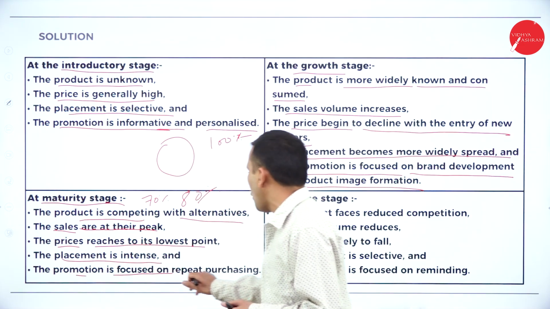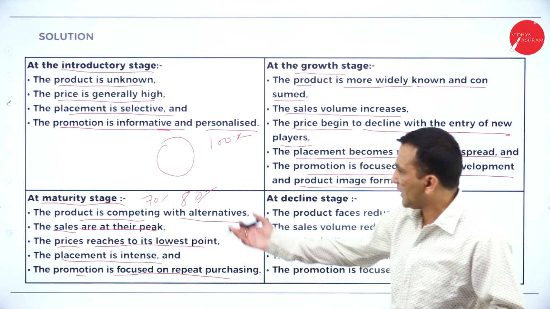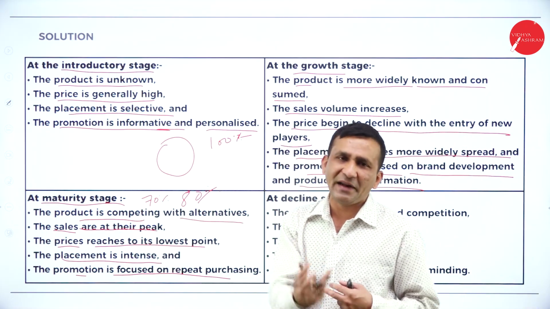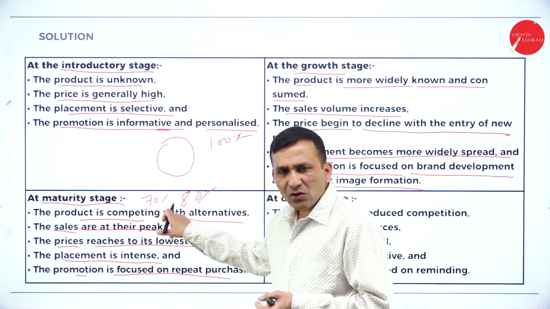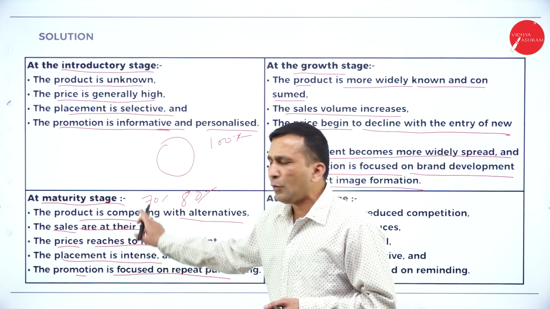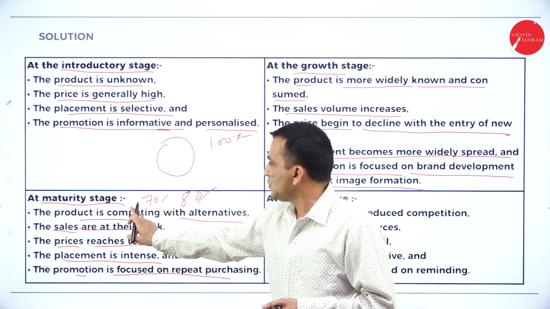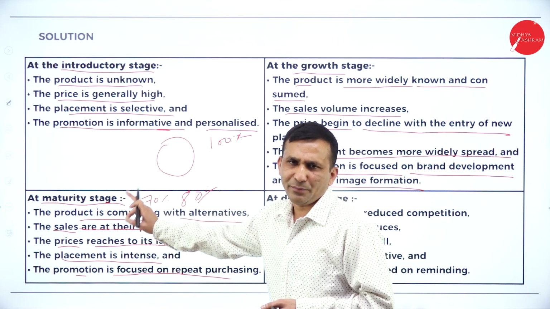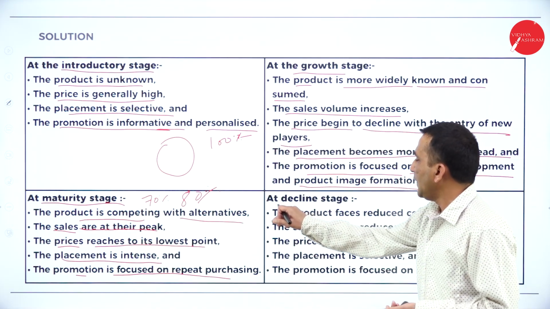The promotion is focused on repeat purchasing. Again, the company wants to create re-awareness. Because competitors are offering a similar product, if you do not do one more round of promotion, consumers will divert to other companies' products. So now we are in the decline stage.